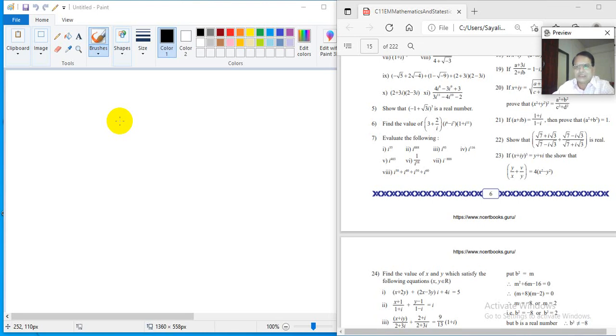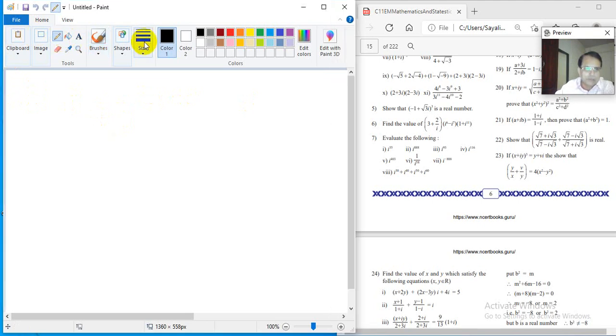In the previous lecture, we were solving some problems from exercise 1.1. We will continue that, because solving problems only will make you perfect about all these things. So we will now come to problem number 21 from exercise 1.1.